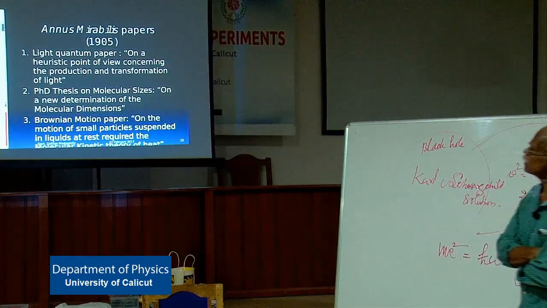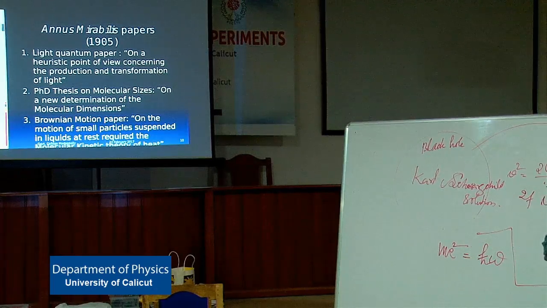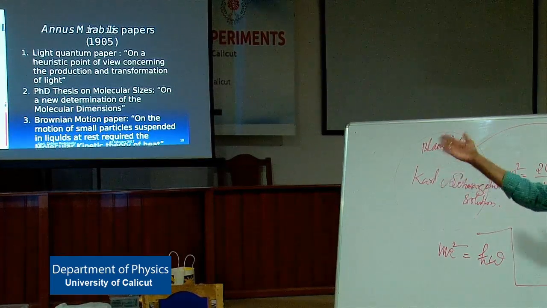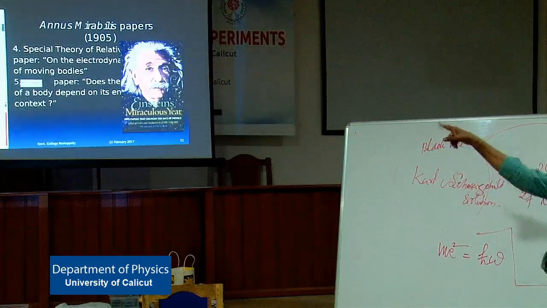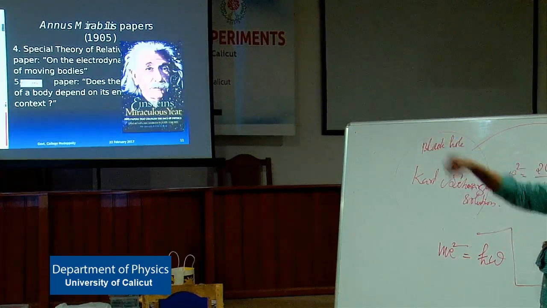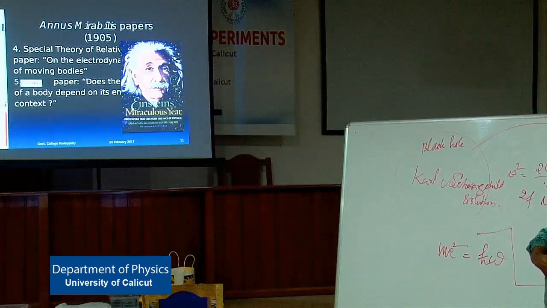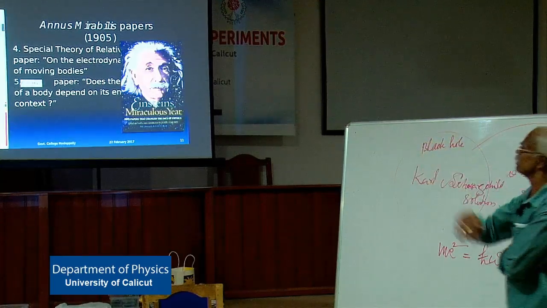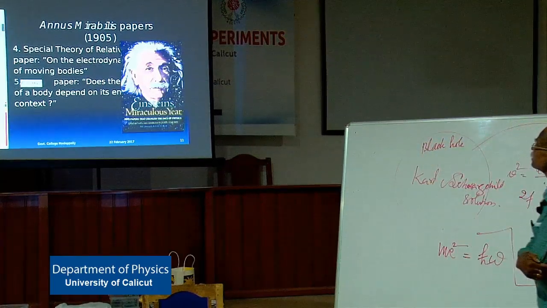See the famous prolific creation: the light quantum paper. Then the PhD thesis on molecular size, Brownian motion. Then come two more, 4 and 5: special theory of relativity, on the electrodynamics of moving bodies. That is the E equal to mc square paper. These are the two relativity papers.